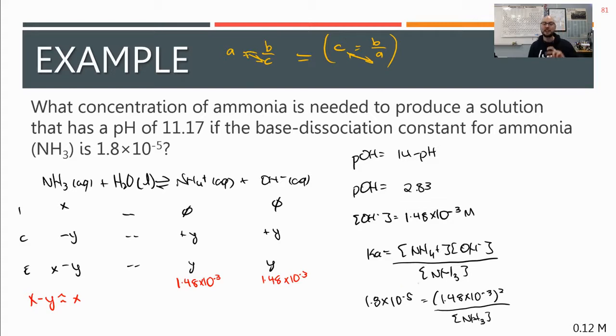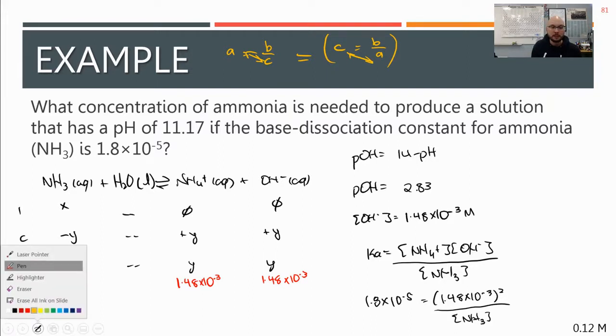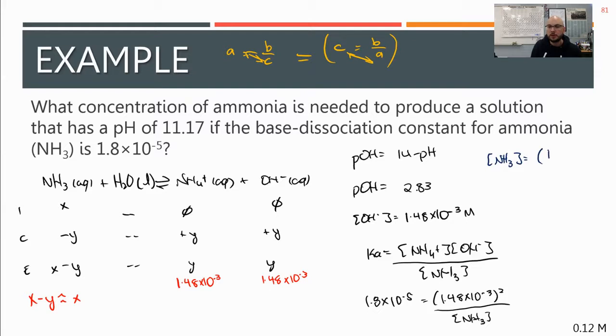So what we're going to get here is the concentration of NH3 is equal to 1.48 times 10 to the negative 3 squared divided by 1.8 times 10 to the negative 5. So I'm going to write that out. So concentration of NH3 is equal to 1.48 times 10 to the negative 3 squared over 1.8 times 10 to the negative 5. So the concentration of NH3 is then, I'll put this into my calculator just to prove it.